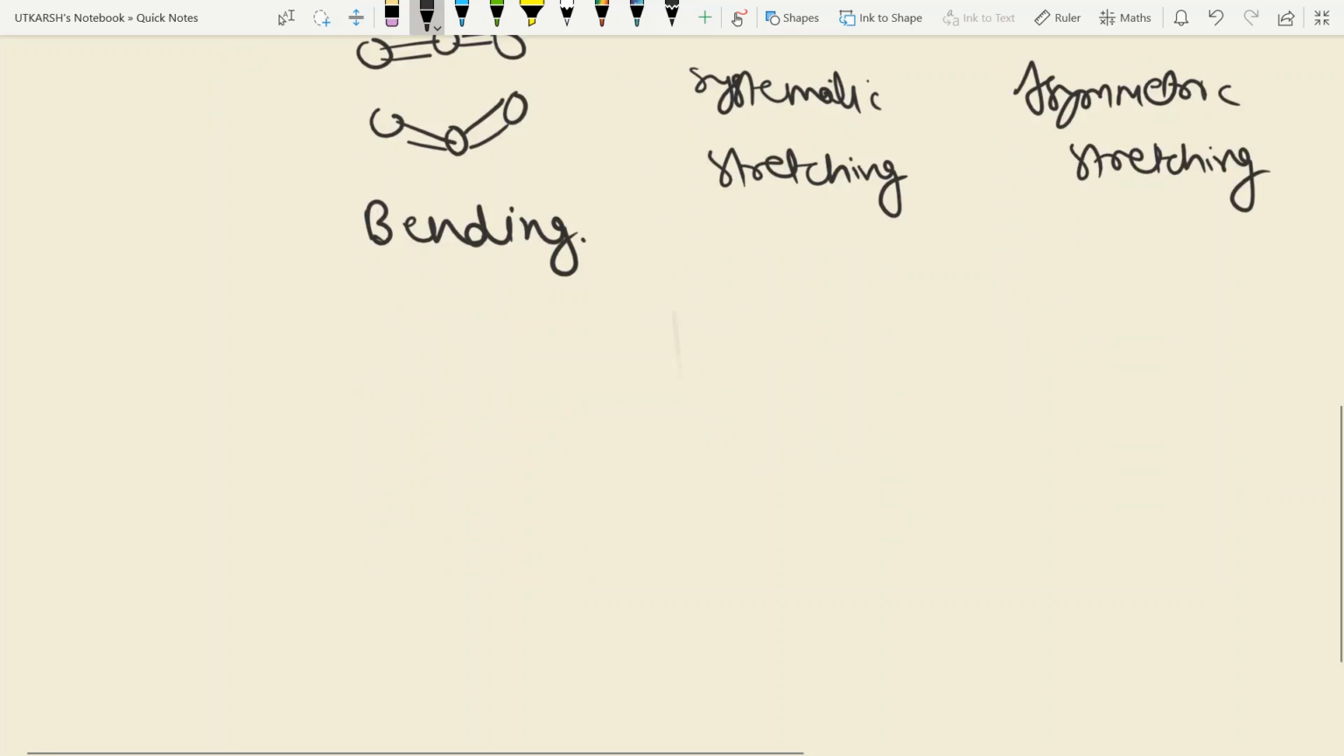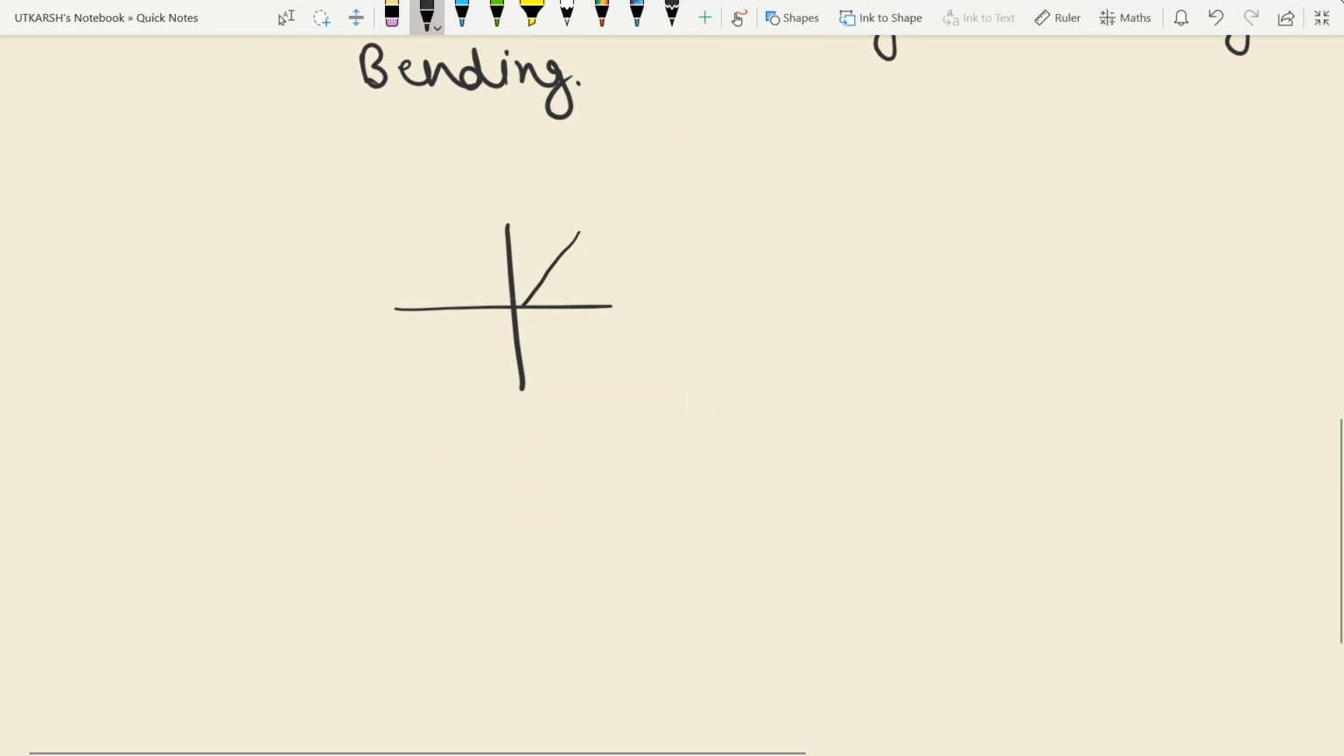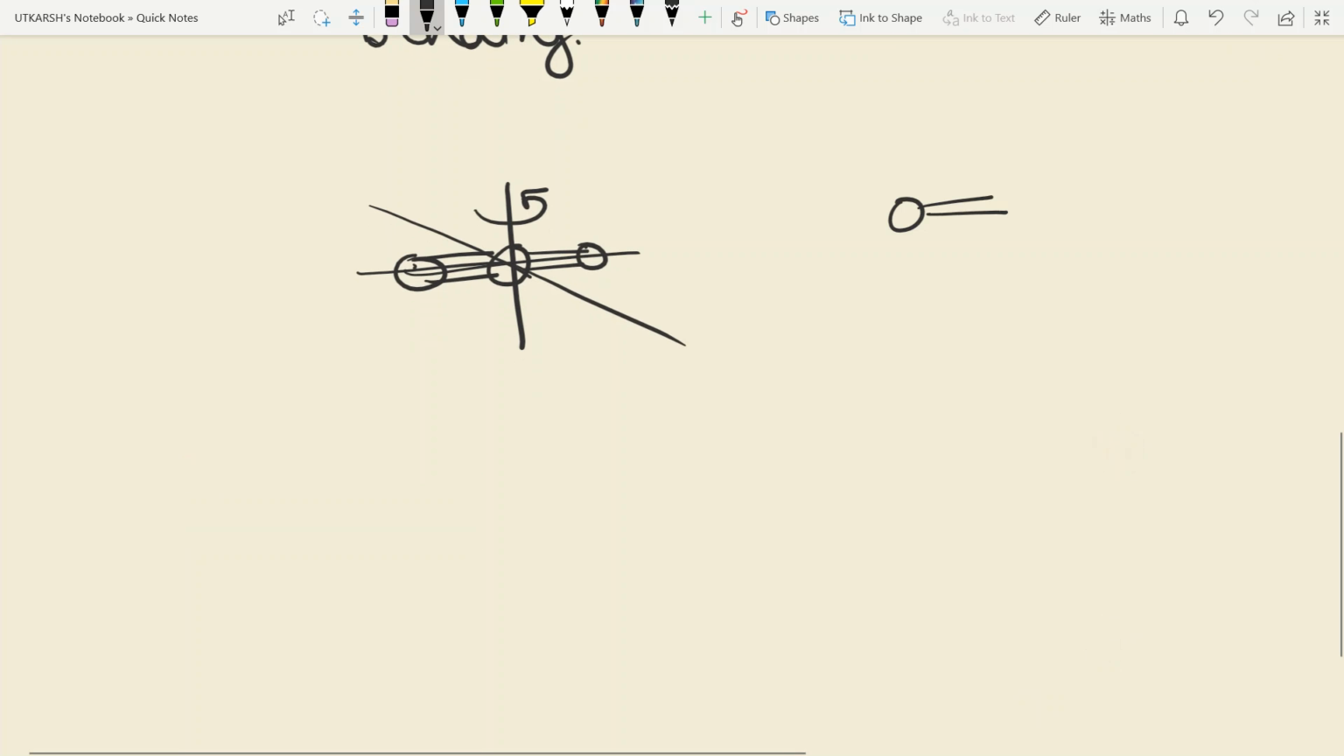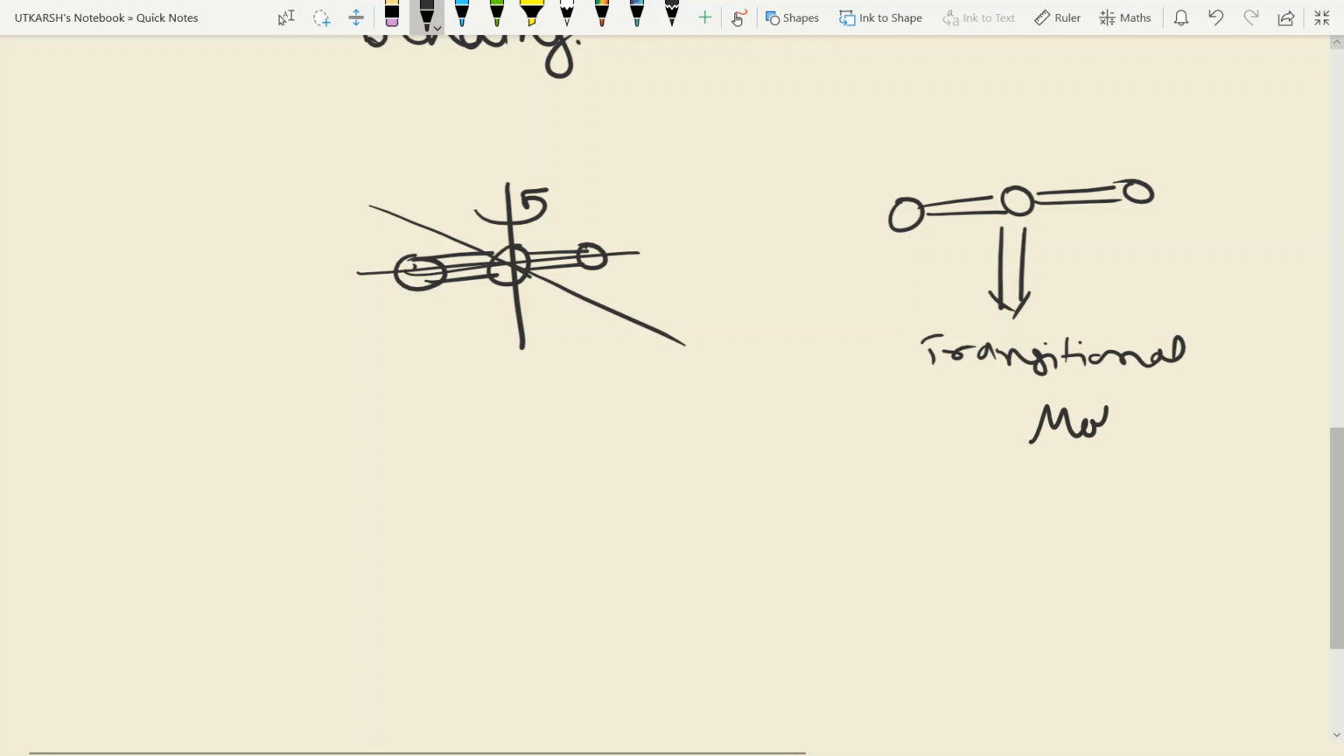Now, moving ahead, the rotational motion can be understood like this. If this is the molecule and it is rotating like this, then this is a rotational motion. And similarly, if a molecule is like this and moving in this way only, then this is your translational motion. So basically, till now we have understood that there can be three types of motions, and on the basis of that there could be entropy.